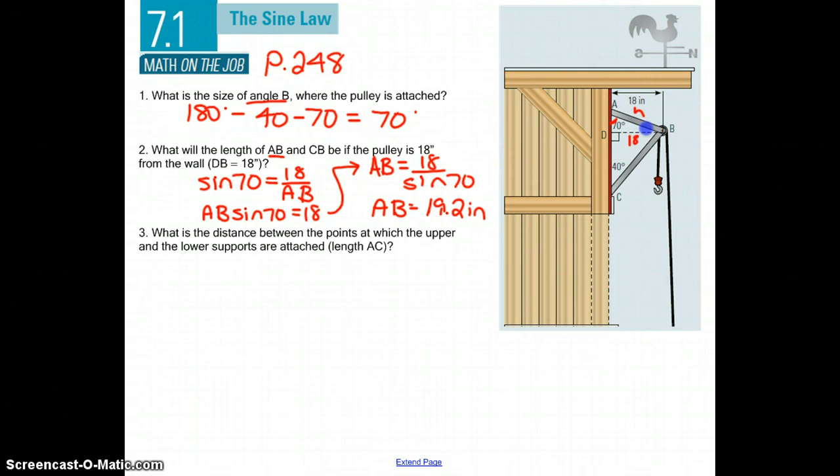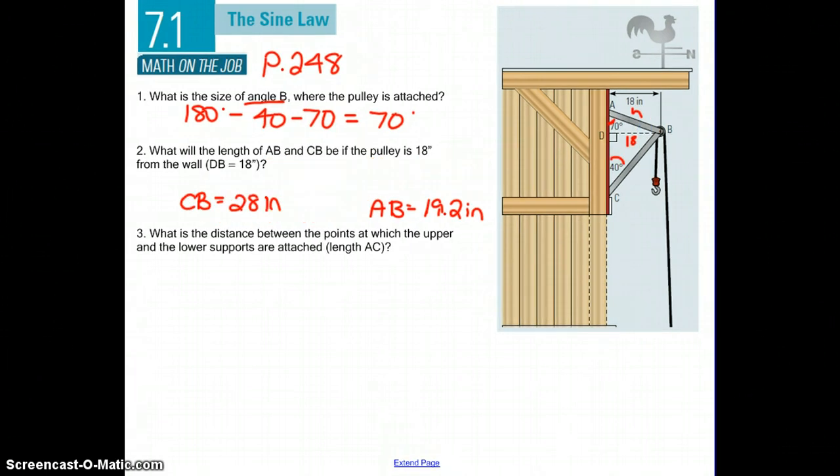Multiply both sides by AB, and then divide by sine 70 to get AB by itself. So when we go 18 divided by sine 70, you should get 19.2 inches. Go ahead and try CB on your own. So you should have got CB equals 28. So we know that this side is 28.